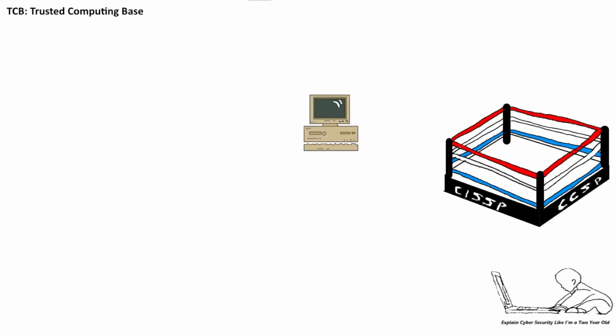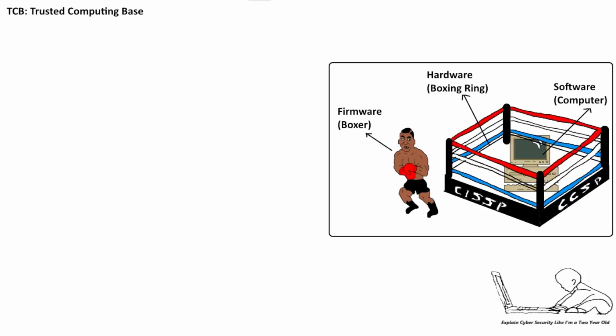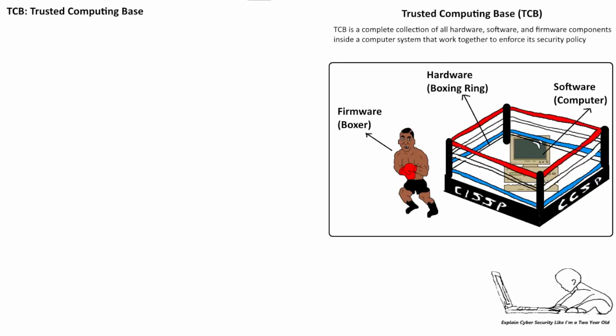Picture a boxing ring, aka hardware, which has software, aka a computer, inside of the boxing ring. And the hardware and the software has something known as firmware, which is low-level code that starts up and controls the hardware safely. And you can think of this firmware as a boxer, and so the hardware, software and firmware combined work together to enforce a security policy.